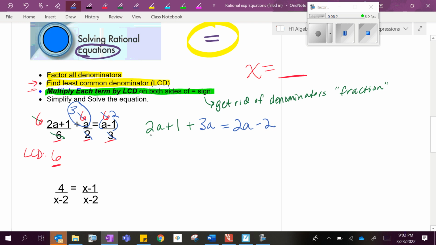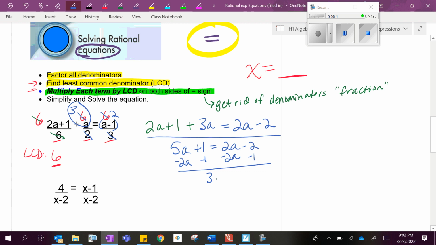So now we've got a very simple one variable equation to solve. So we collect like terms, we get 5a plus 1 equals 2a minus 2. We solve for a by subtracting 2a from both sides and getting all the numbers on the other. So we get 3a equals negative 3, a equals negative 1.